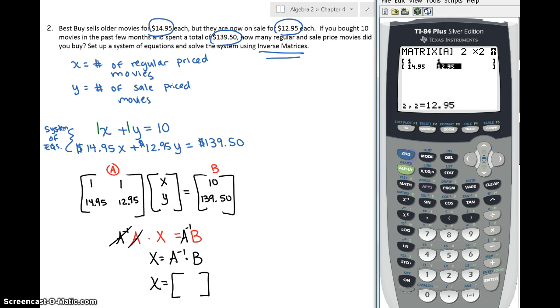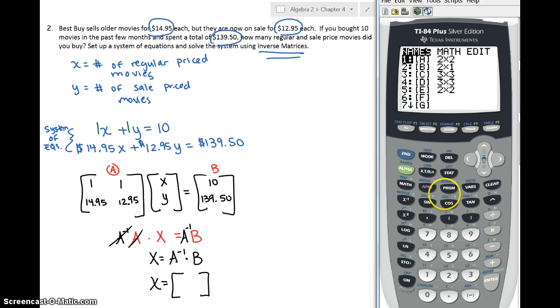Looks good. Now let's go back to second matrix and edit matrix B. It is a 2 by 1. So now we have 10, the first entry, and 139.50 in the second one. All right, let's press enter. Looks good. I just want to double check. Everything looks good. All right, we're going to go ahead and quit out of here. Go to the home screen. My home screen is already cleared. You can clear yours if it's not.